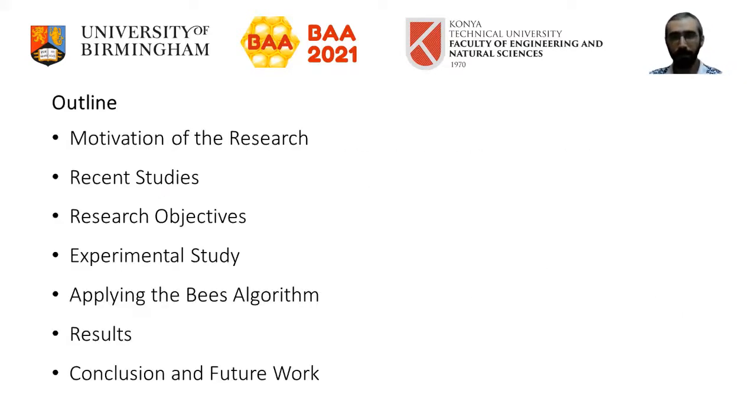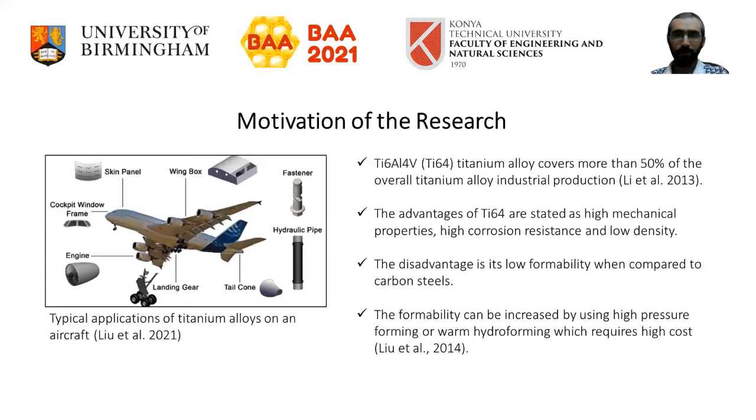So this is the outline of my presentation. The motivation of the research is that titanium 6 aluminum 4 vanadium titanium alloy covers more than 50% of the overall titanium alloy. The advantage of this titanium alloy is its high mechanical properties, high corrosion resistance, and low density. However, the disadvantage of this material is its low formability when compared to carbon steels.